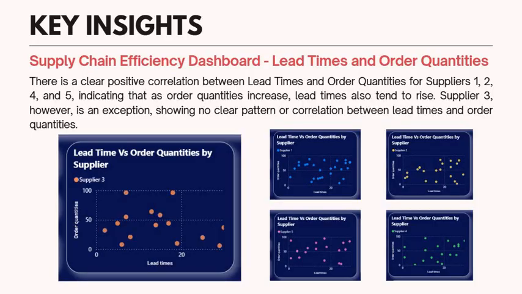The supply chain efficiency dashboard covers lead times and order quantities. So yes, there is a positive correlation between lead times and order quantities for suppliers 1, 2, 4, and 5, which is shown here, indicating that as the order quantities increase, lead time also tends to rise. But supplier 3, however, is an exception because it shows no clear pattern. As you can see here, it is showing no clear pattern or correlation between the lead times, which is shown on the x-axis, and order quantities, which is shown on the y-axis.